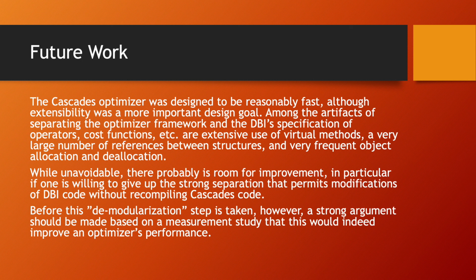The Cascades optimizer was designed to be reasonably fast, although extensibility was a more important design goal. Among the artifacts of separating the optimizer framework and the DBI's specification of operators, cost functions, etc. are extensive use of virtual methods, a very large number of references between structures, and very frequent object allocation and deallocation. While unavoidable, there probably is room for improvement.